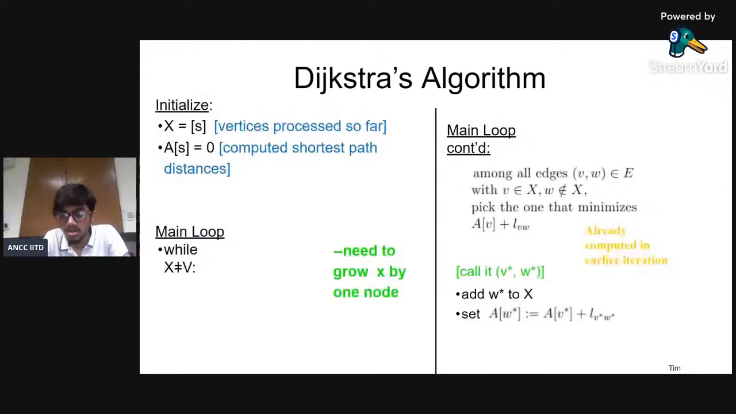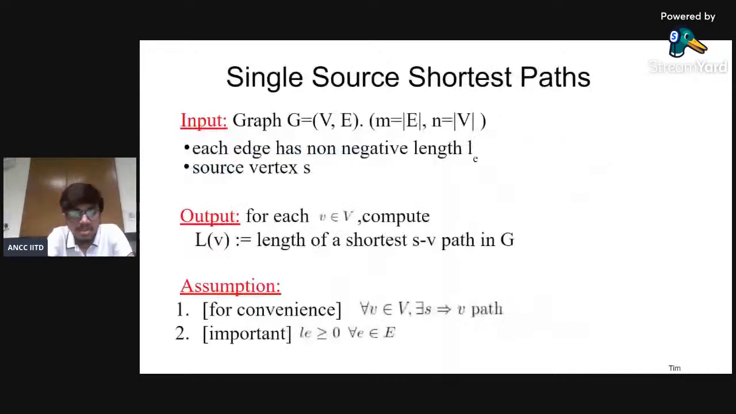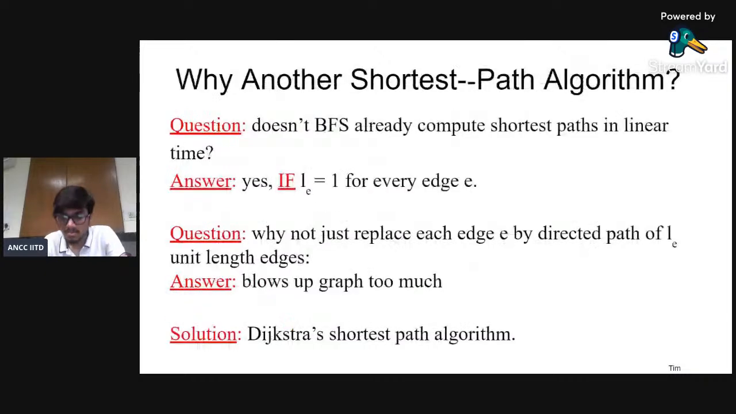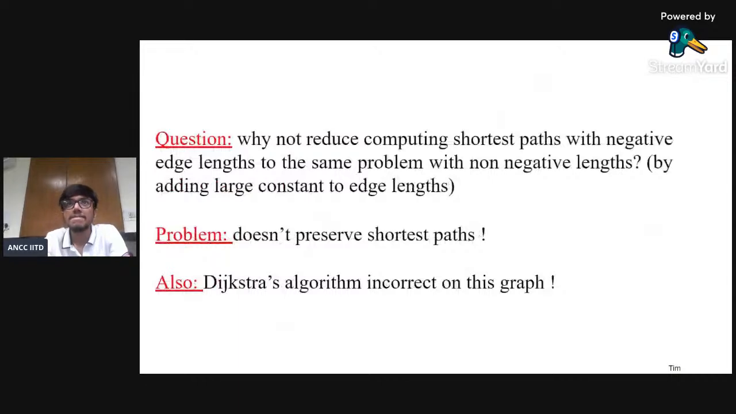One more thing. Here it is written that we assume that the length of each edge is greater than or equal to 0. We cannot use Dijkstra's algorithm if there are negative edge weights. Why is that? Because the greedy criteria that we use in Dijkstra, which we'll be proving further, uses the fact that these edge lengths are greater than or equal to 0.